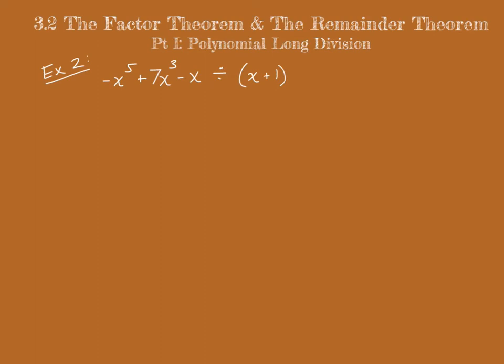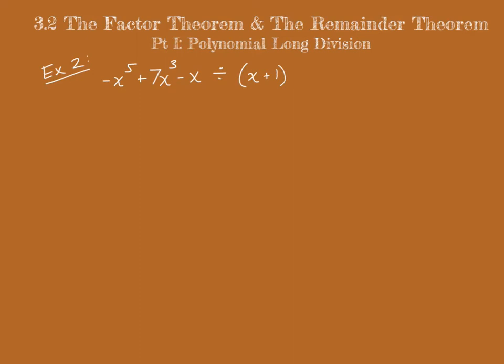Here's our second example of polynomial long division. We can see here that we have a quintic trinomial, and we're dividing it by a linear binomial. Our quintic trinomial here is missing the x to the fourth term, and it's missing the x squared term, and it's missing the constant at the end. So this is a good example of showing how to set that one up when you're missing some terms.